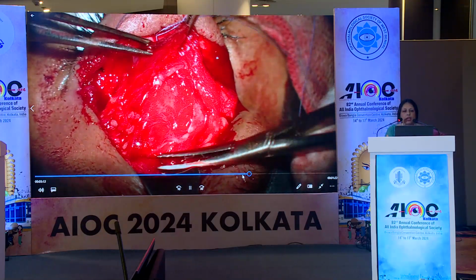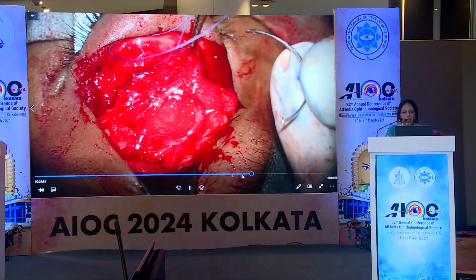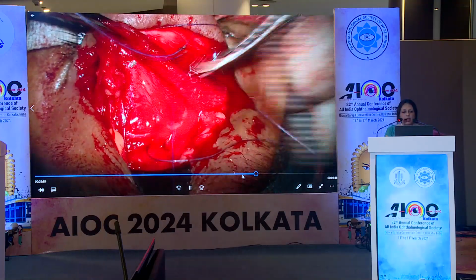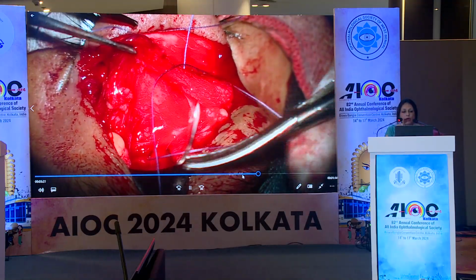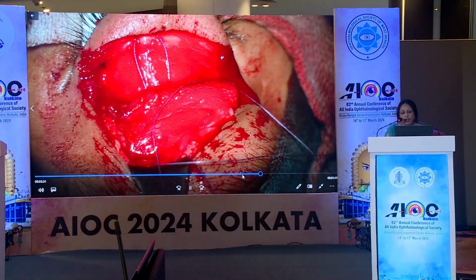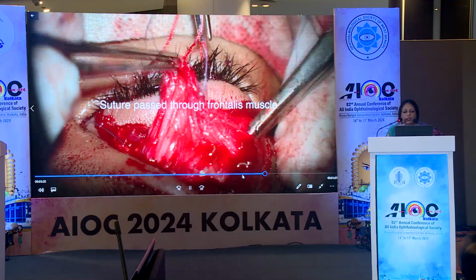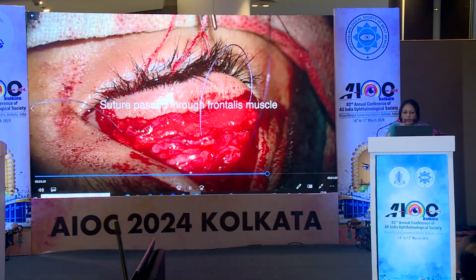It is passed from the tarsus, and the bite is taken from the LPS just in front of the Whitnall's ligament, and then onto the frontalis. Now, how much frontalis to be sutured? This has to be titrated on table. Actually, there are no set algorithms for this.